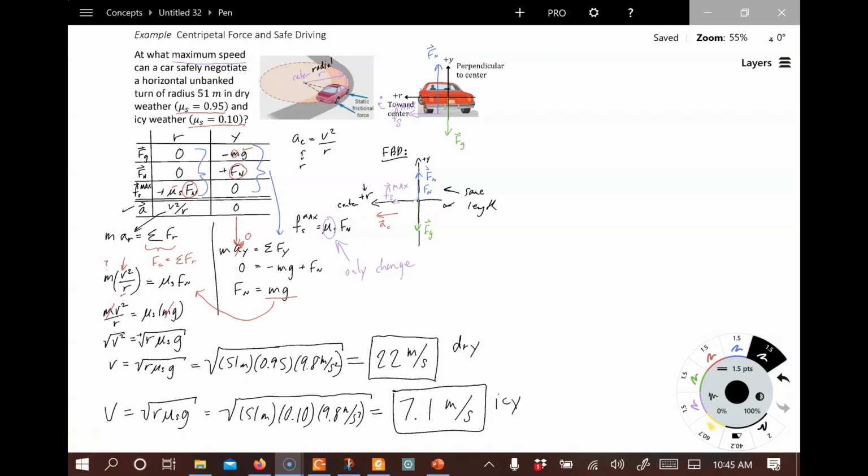Now your peer review problem for this week is similar to this problem. You're going to follow all the steps: draw the picture, identify the forces, do a free body diagram, figure out your components and put them into a table, and then apply Newton's second law and solve the equations for the unknowns.